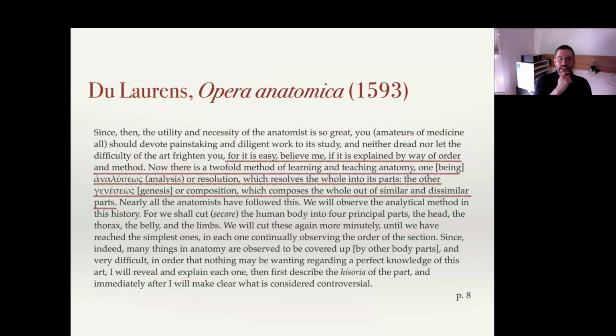He says, it is easy, believe me, if anatomy is explained by way of order and method. Note he's combining order and method here, which will be separate later, as we see. So he says there's a twofold method of learning and teaching anatomy, one being analysis or resolution, which resolves the whole into its parts. The other, genesis or composition, which composes the whole out of similar and dissimilar parts.